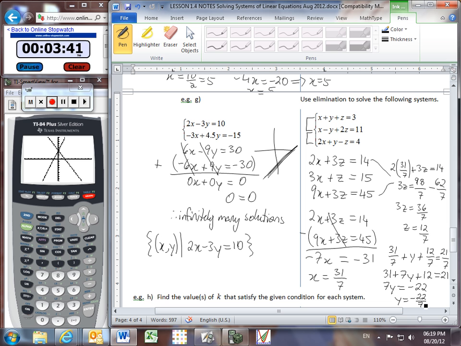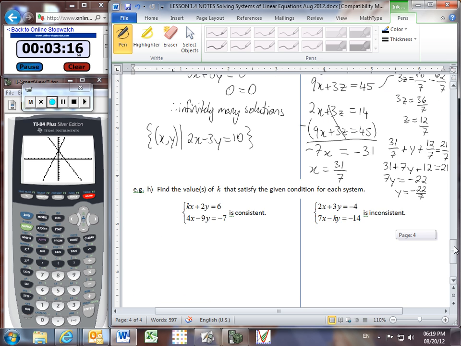Now, it would probably be a good idea at this stage to do a rigorous check of this x, y, and z in each of the three equations, but I would do that at the end of a quiz or a test when I've ensured that I've handled every question, just like I need to handle every example. So for the time being, I'm just going to write down my solution as 31 over 7, negative 22 over 7, and z is 12 over 7.